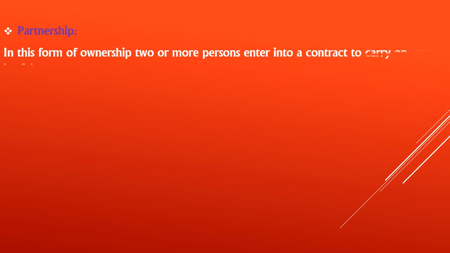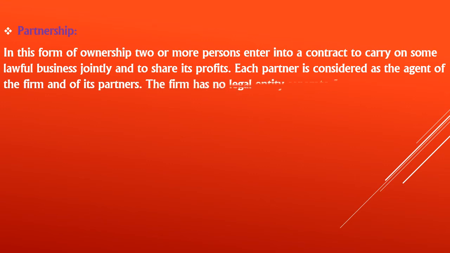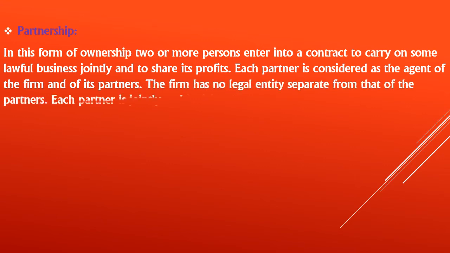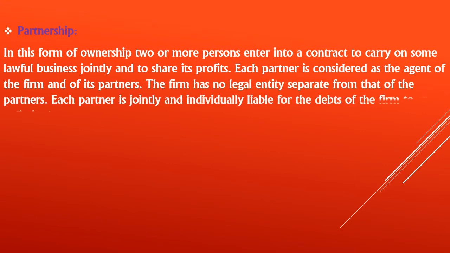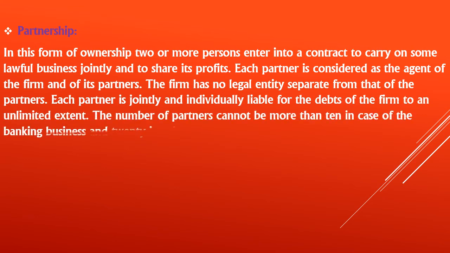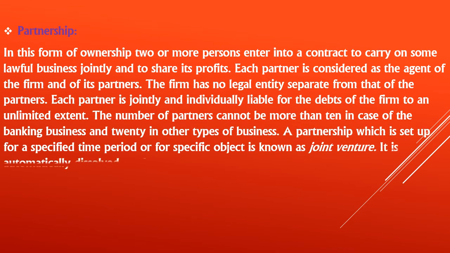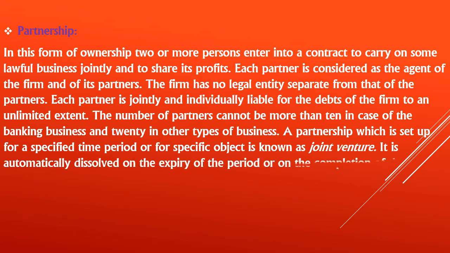Partnership. In this form of ownership, two or more persons enter into a contract to carry on some lawful business jointly and to share its profit. Each partner is considered as the agent of the firm and of its partners. The firm has no legal entity separate from that of partners. Each partner is jointly and individually liable for the debts of the firm to an unlimited extent.